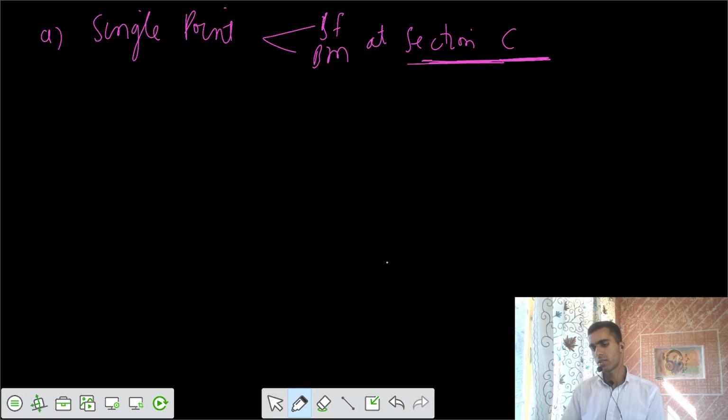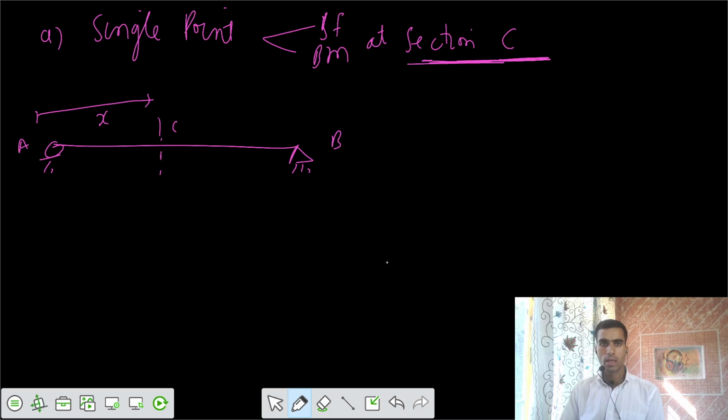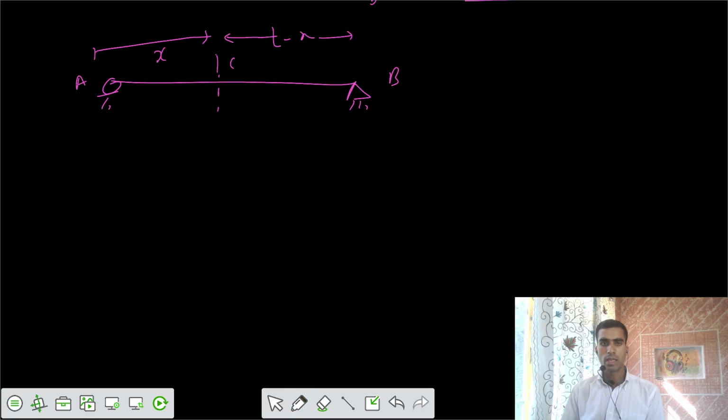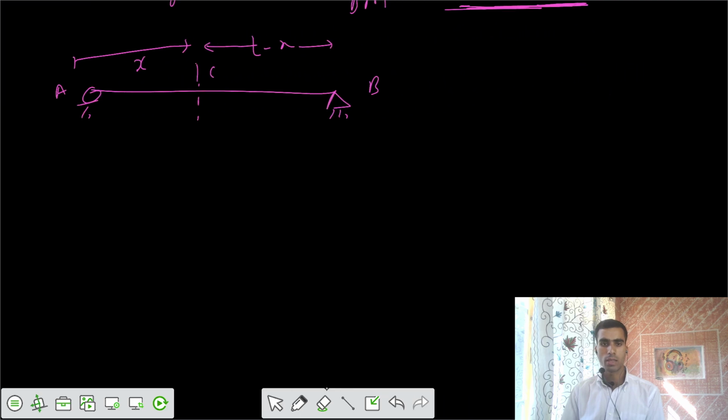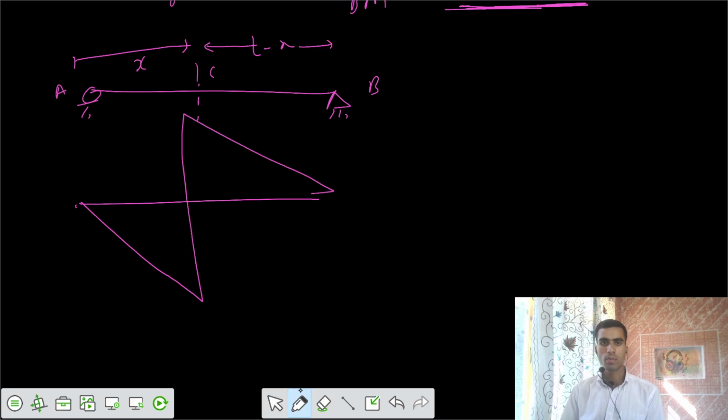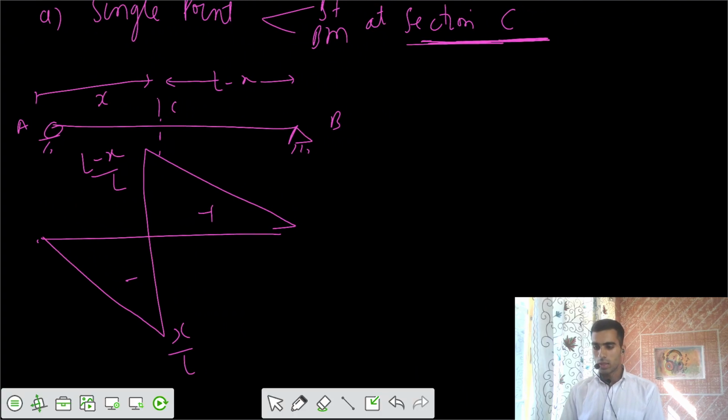But at a particular section C, I would say you have the simply supported beam. Let's take any section C. I know that if this is at a distance of x from the support A, and this part is L minus x. I would say the SFD diagram looks like, I know how the SFD looks for the simpler case. That looks like in this fashion, minus plus, and this one is your x by L, this is your L minus x by L.